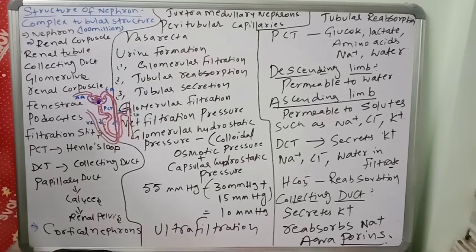The first capillary bed of the nephron is the glomerulus, and the other is the peritubular capillaries, which is nothing but the vasa recta. It is supplied by and drained by the efferent arteriole.